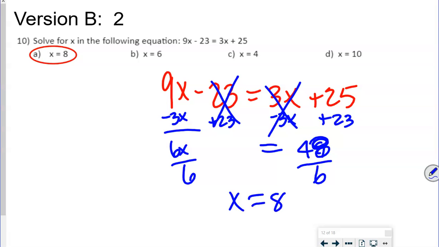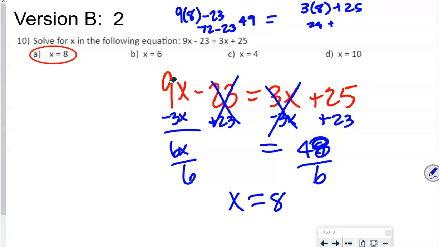Now, the other way you could have approached this problem is you could have put that 8 back up in here. So 9 times 8 minus 23 is 72 minus 23. That's 49, okay? Or you could have said it equals what? 3 times 8 plus 25, that's 24 plus 25, that's also 49. So 49 equals 49. Another way to do the problem.